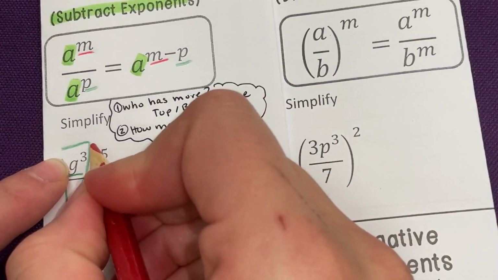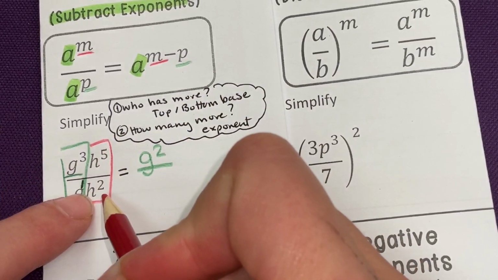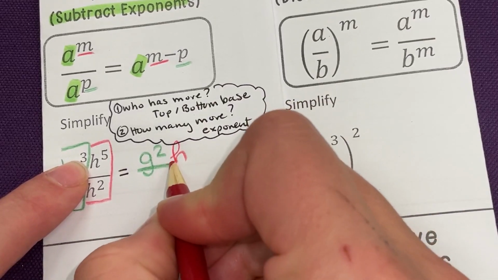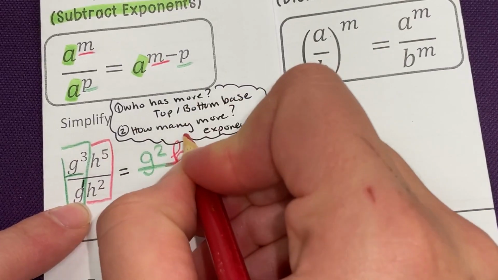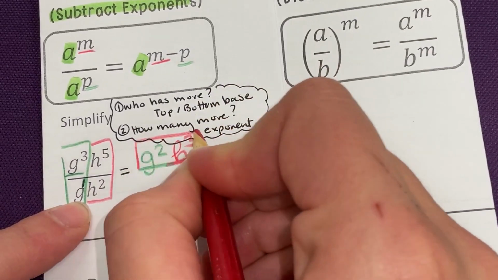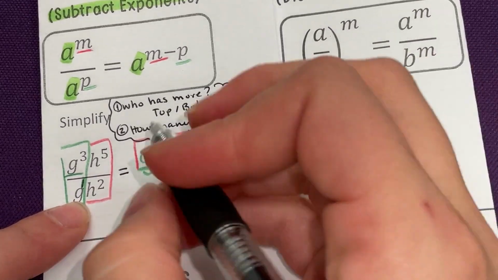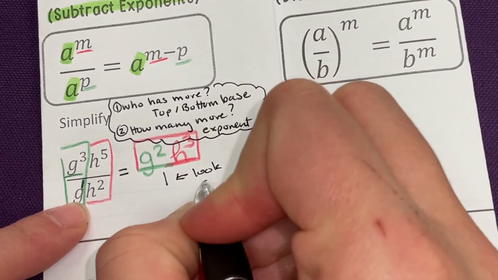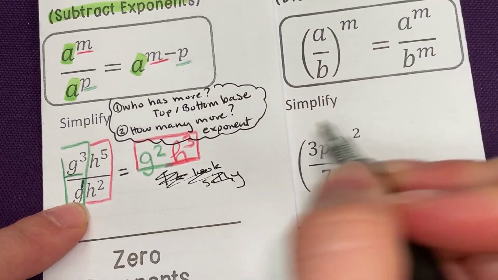Then we got H. All right, who's got more? H to the second or H to the fifth? H to the fifth has more, so I'm going to put that on the top of my fraction. It's got 3 more, so that's my exponent, and everything's only on top, so we're done. Remember, you don't want to write a 1 underneath. All right, that makes you look silly. Okay, so you don't need that.